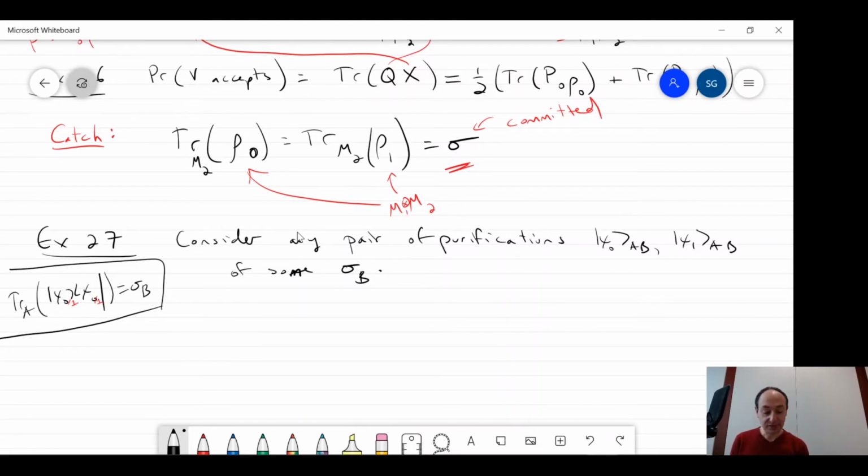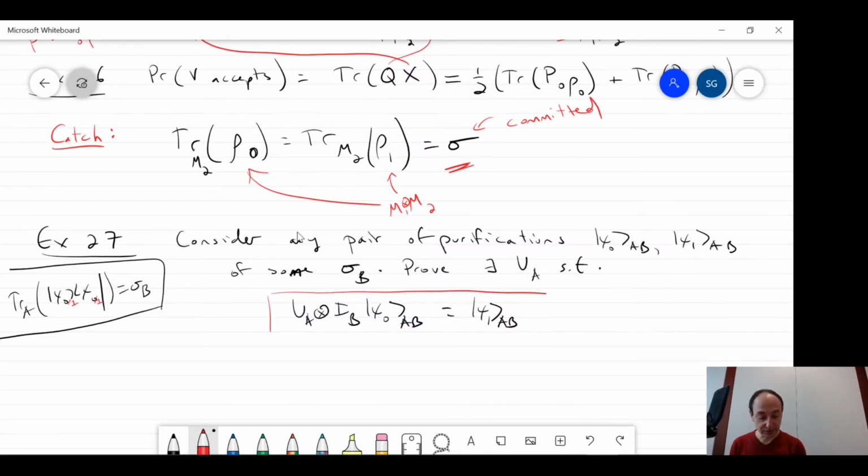Now, the claim is that there always exists a unitary. It doesn't matter which psi 0, psi 1 I chose. Prove that there exists a unitary U such that U_A tensor identity on B, applied to psi 0 on AB, equals psi 1 on AB. Okay?